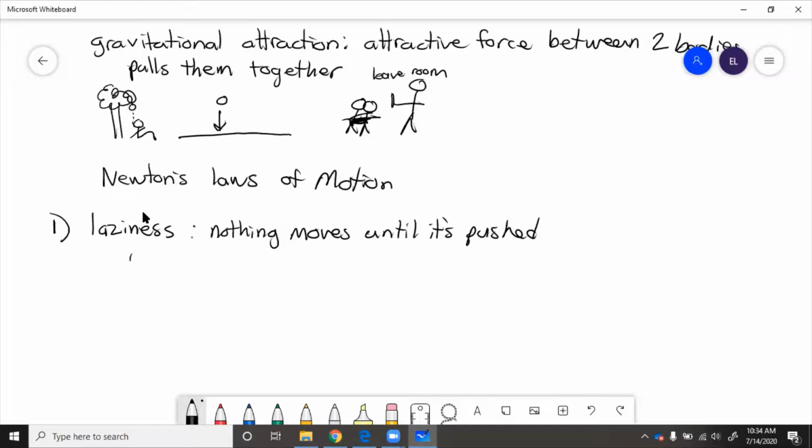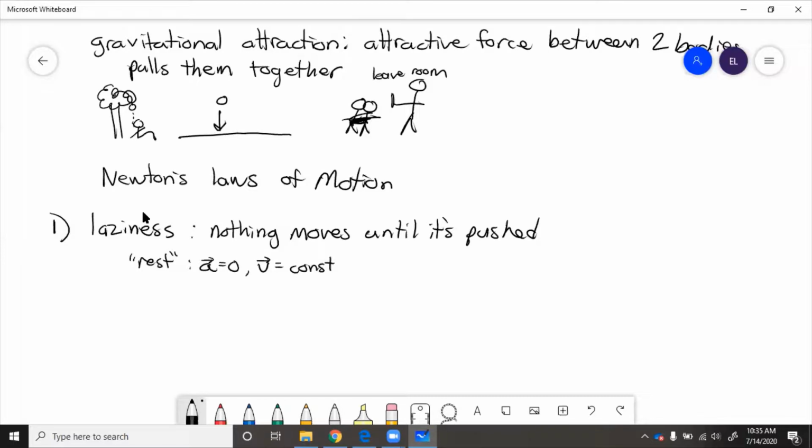So rest means acceleration equals 0, velocity equals constant. So something could be moving along at a constant speed, and that's still considered at rest because if there are no external forces, its speed will not change.